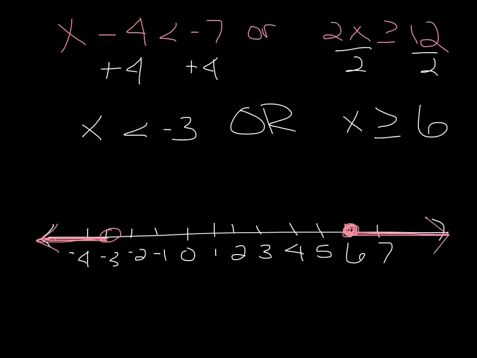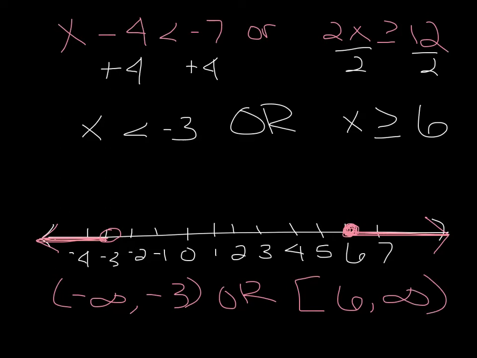Now, if we wanted to write this in interval notation, it would be an open parenthesis from negative infinity to negative 3, and that's in parenthesis because it's open, or we'd have a bracket because it's closed at 6 to positive infinity with a parenthesis.